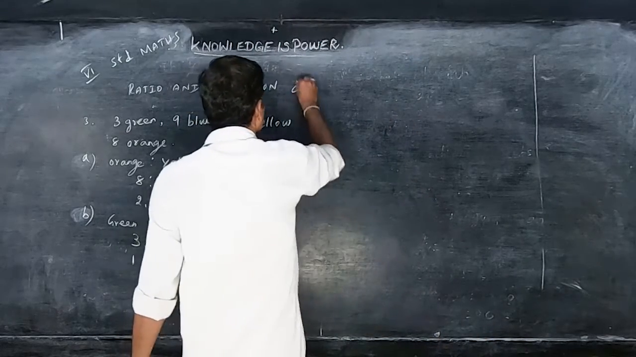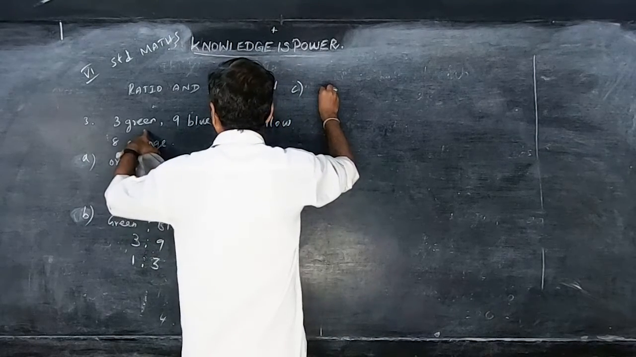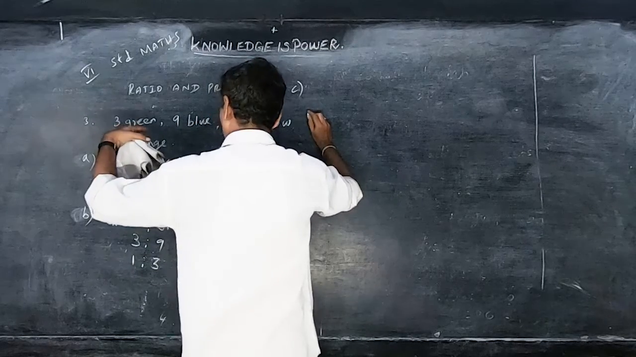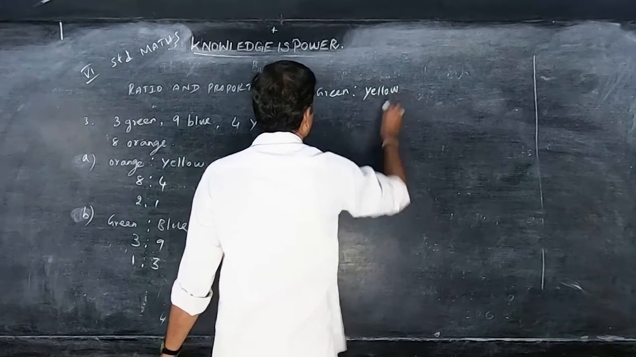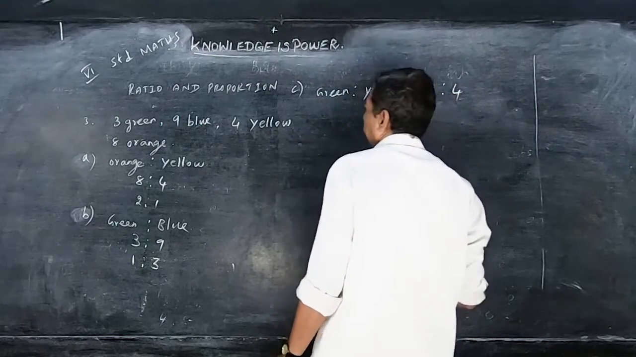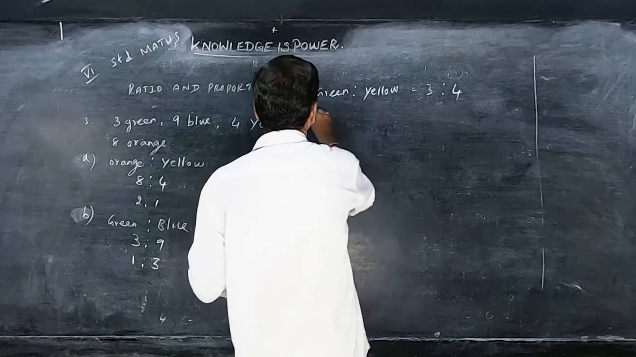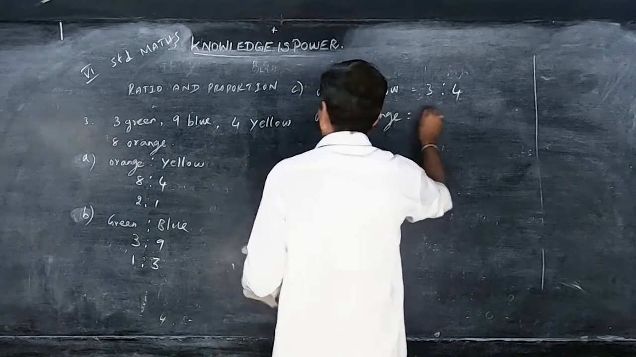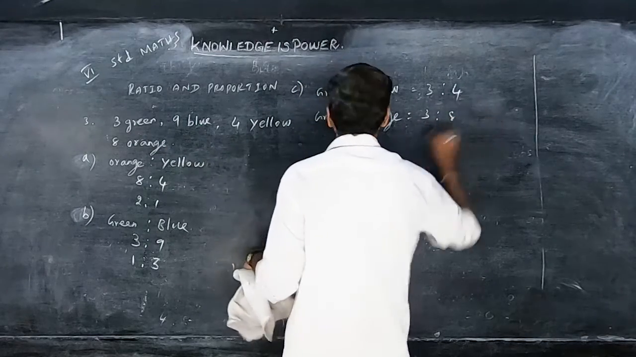So the third, question number 3. So what options can we put? Green to blue is done, green to blue is already done, orange to yellow is done. Green is to yellow. What is the answer now? Green is to yellow, 3 is to 4. Green is to orange. Green 3, orange is what? 8, 3 is to 8.